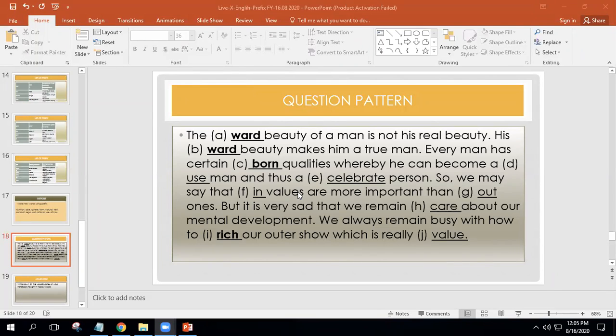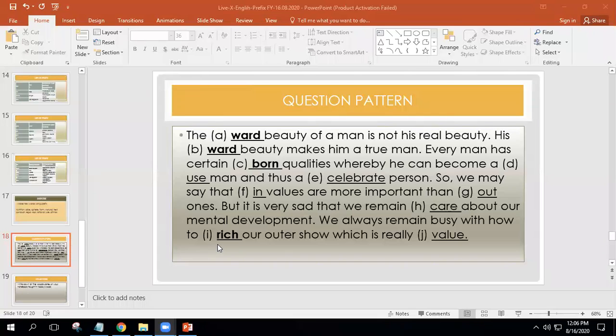Yes, ma'am. Next: but it is very sad that we remain careful or careless? Careless about our mental development. We always remain busy with how to enrich our outer show, which is really valuable. Valuable? No, unvaluable, ma'am. Unvaluable.